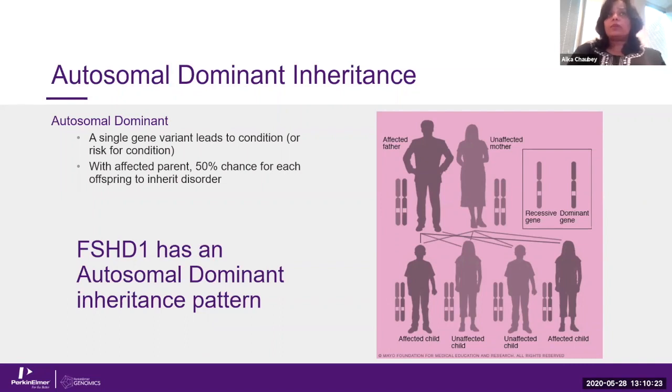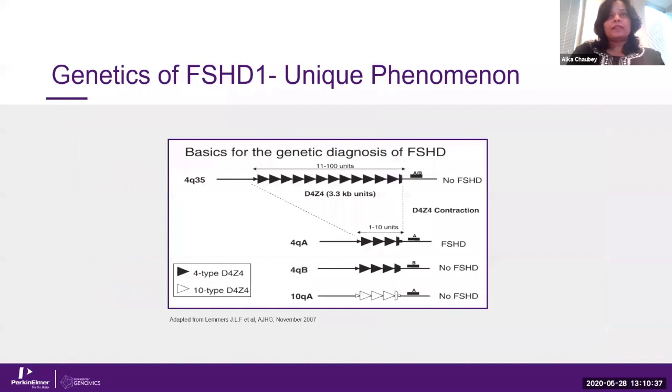So FSHD1 has an autosomal dominant inheritance pattern. This has been well established, right? There's only one variant that can lead to the condition or the disorder or the clinical manifestations. Now, the genetics of FSHD is extremely unique. Some of you may know this, but let's just go into it.